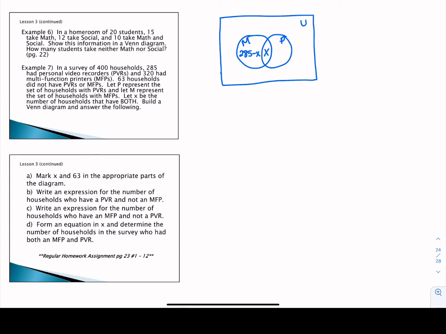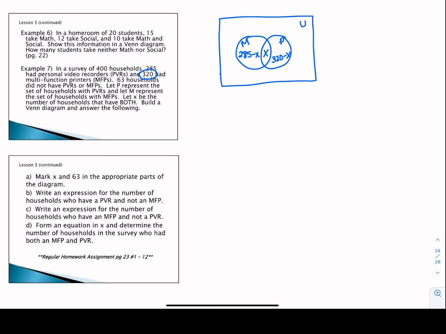The second piece of information talks about PVRs, and it says a total of 320 people had PVRs. So we know that that 320 isn't exclusively outside the circle, but it has to be 320 minus the overlap. So 320 minus X. We don't want to count those people in the middle twice. Aside from that, the only other numeric piece of information we were given says that 63 households didn't have either one. So that 63 needs to sit outside of those circles because they're not part of any of those sets or subsets.